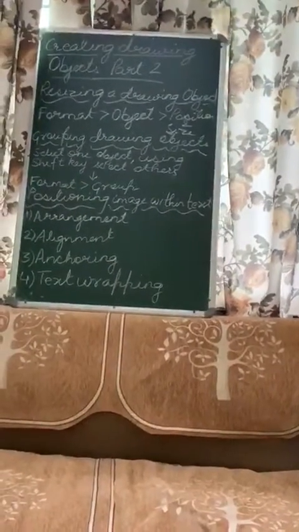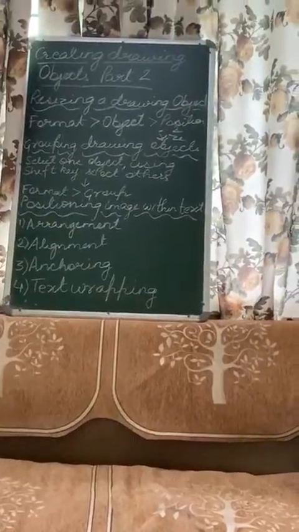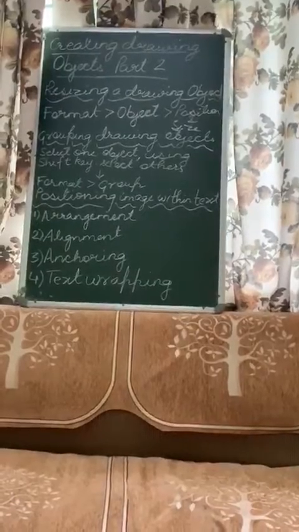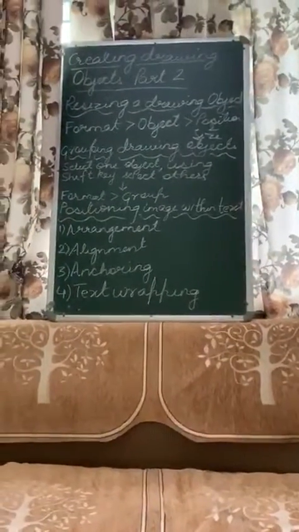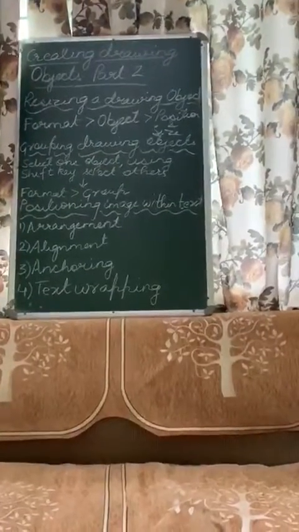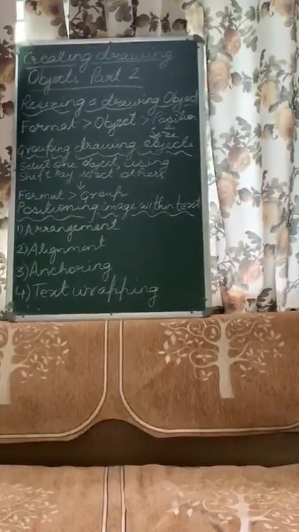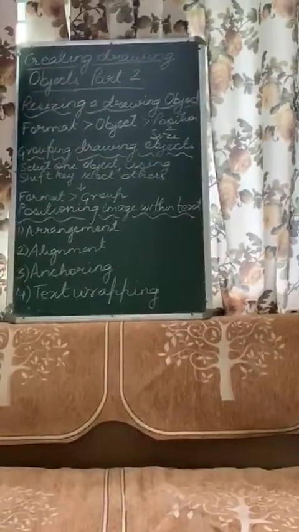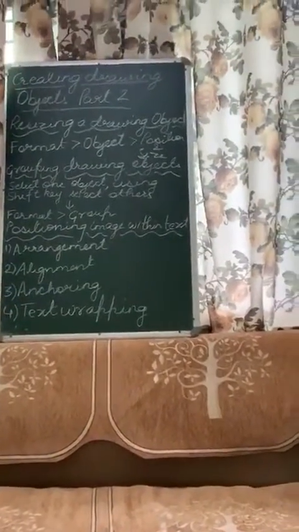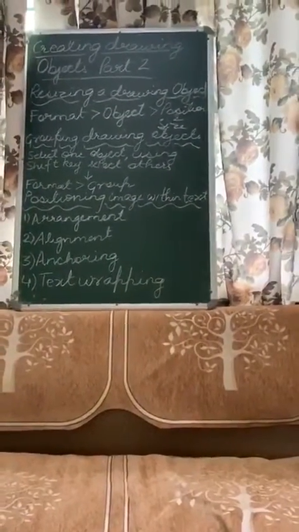Now we have started with inserting images in openoffice.org, and in that we were doing drawing objects. We were discussing drawing objects, how to set their properties and how to create them. Today we will be discussing resizing a drawing object and grouping drawing objects.